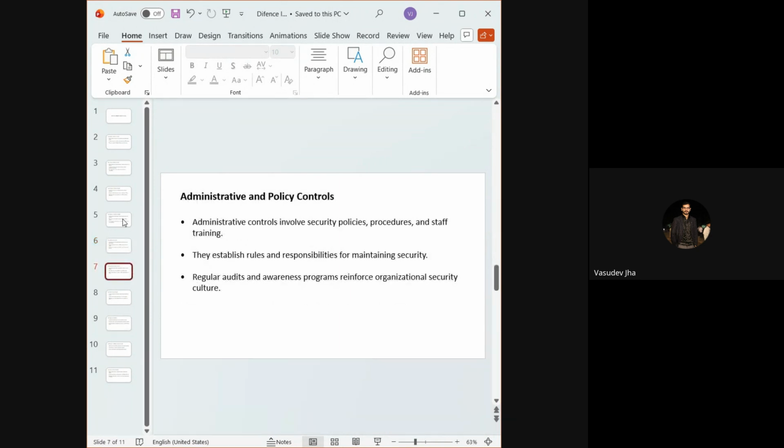Then we have administrative and policy control. Administrative control involves security policies, procedures, and staff training. The established rules set responsibility for maintaining security, and regular audits and awareness programs reinforce the organization's security culture.